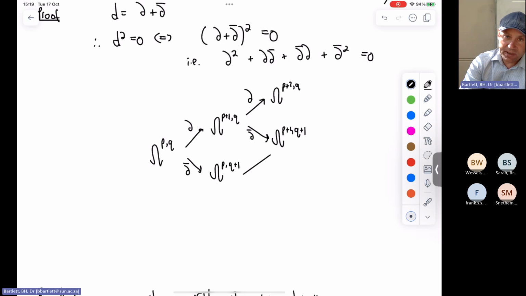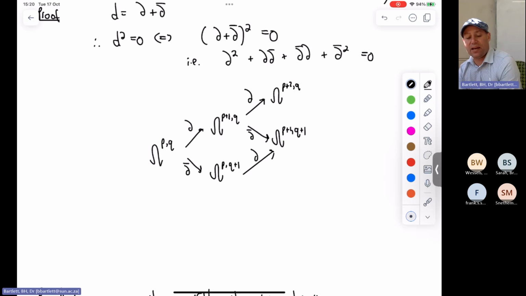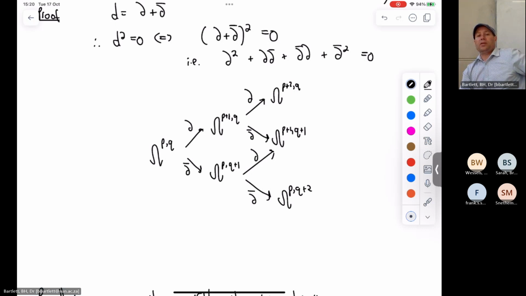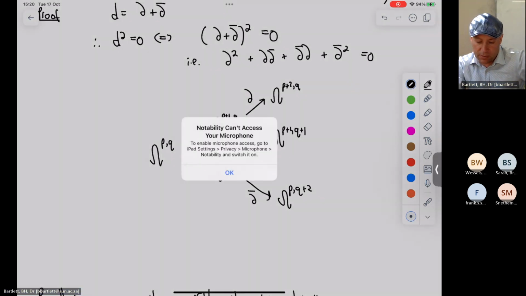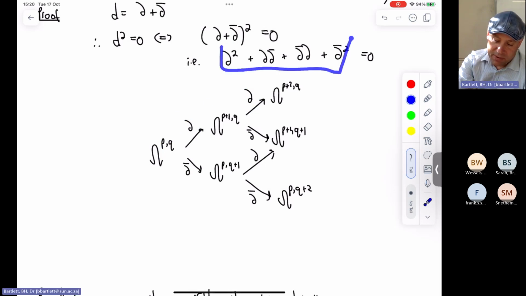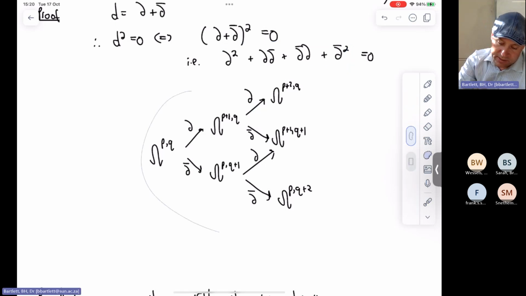Similarly, if I'm over here, I could do a del to that, and then I would again end up in a p plus 1 comma q plus 1 form. Or I could do a del bar, and then I would get to a p comma q plus 2 form. Okay, so that's what we're saying here. So del squared is this composite here. And so this sum of terms is 0. So what is that telling us?